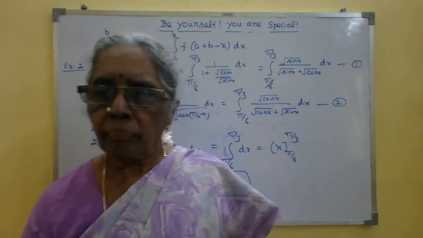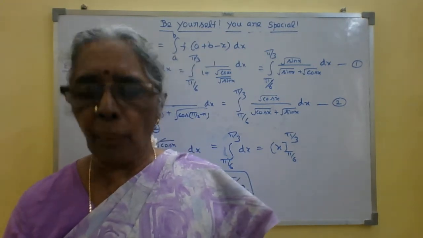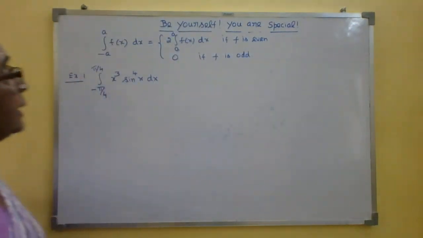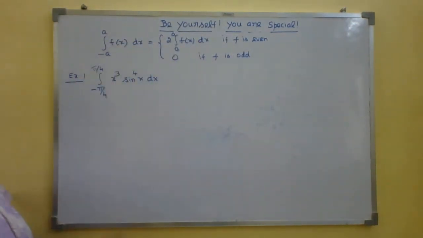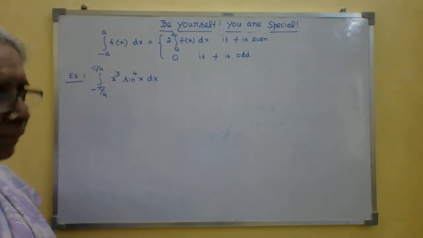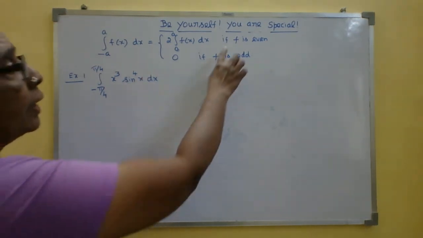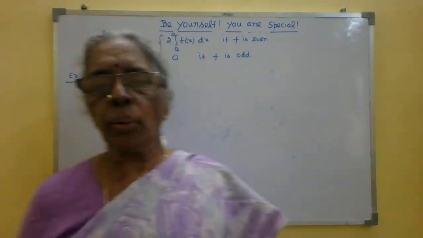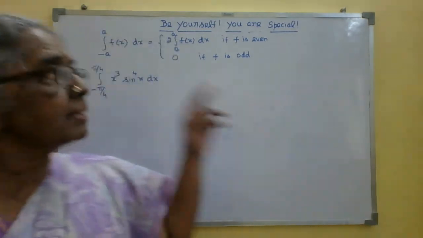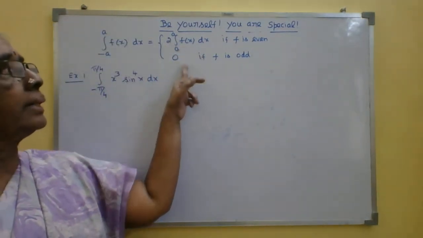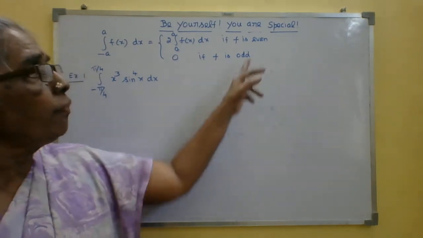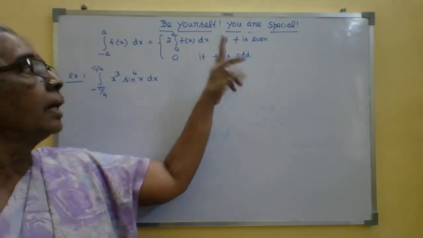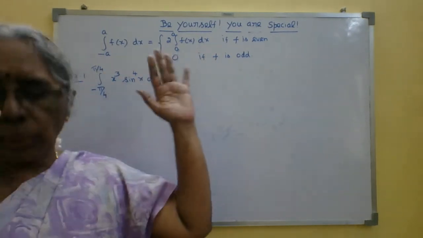Now we can go for another property. The property is: the integral from minus a to a of f(x) dx is equal to twice the integral from 0 to a of f(x) dx if f is even. It is equal to 0 if f is odd. So far you have got only one result. Now for this left hand side there are two categories, or two answers. If f is an even function, you get twice the integral from 0 to a of f(x) dx. If f is an odd function, you get 0 as the answer.